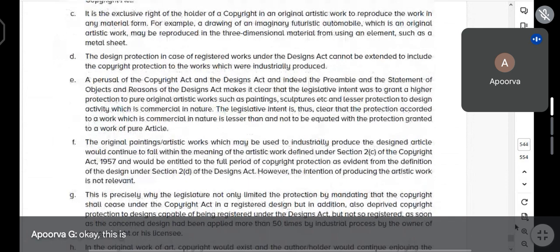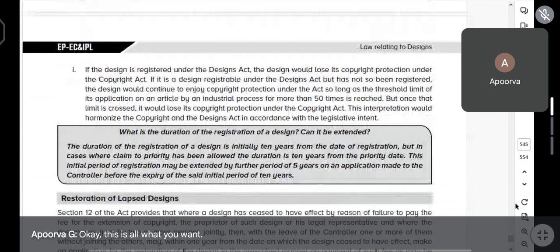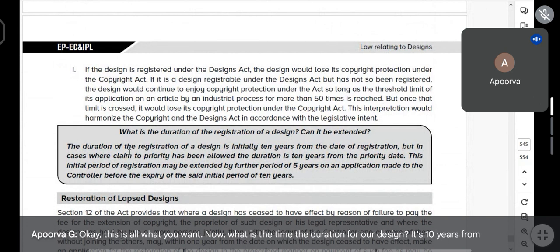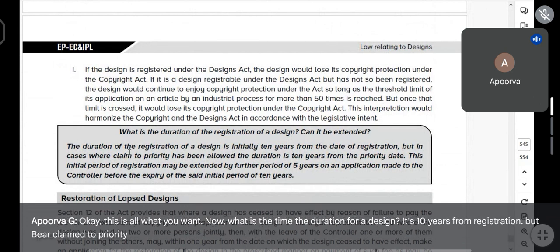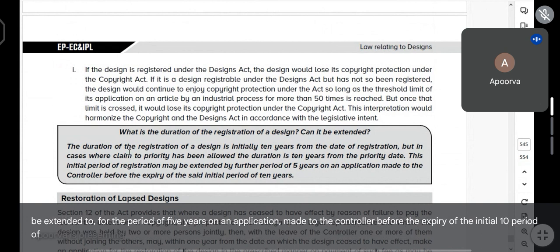Okay, this is all what we've spoken about. Now, what is the time? The duration for a design is 10 years from registration. But where a claim to priority has been allowed, the duration is 10 years from the priority date. This initial period of registration may be extended for a further period of 5 years on an application made to the controller before the expiry of the initial 10 years.